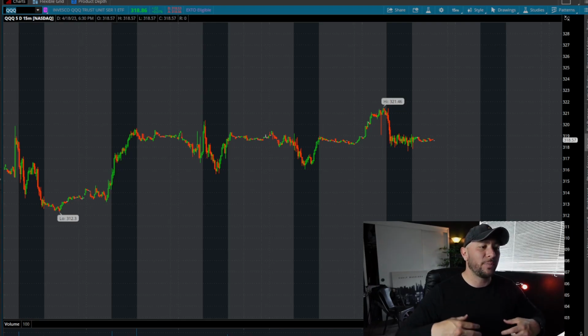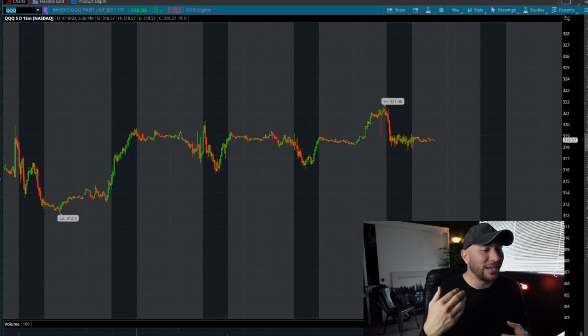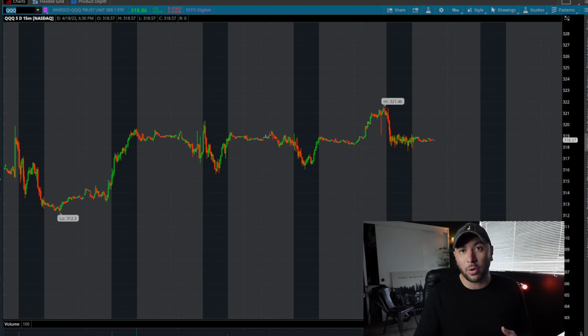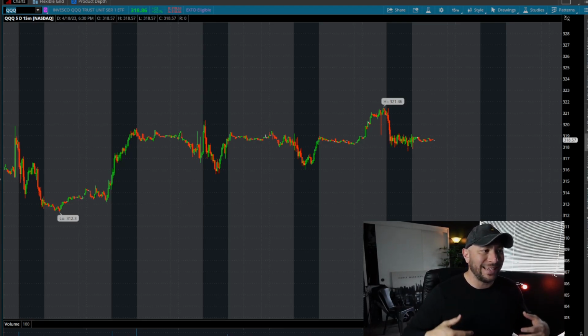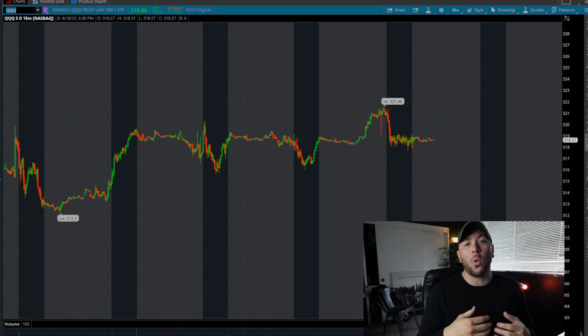A lot of times people see a line of resistance or support break, and then they take the trade, but they have no idea where they should be taking profits and where they should be putting their stop loss. So this is going to specifically be for people who are interested in either day trading or scalping, right? This is not going to be for swing traders.